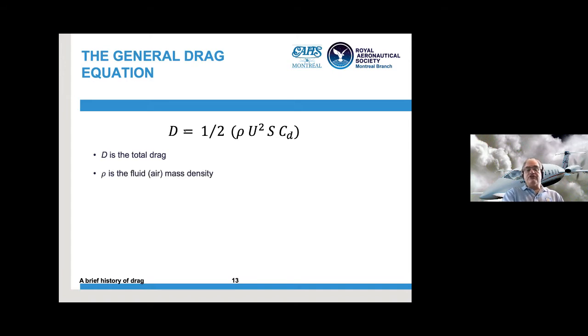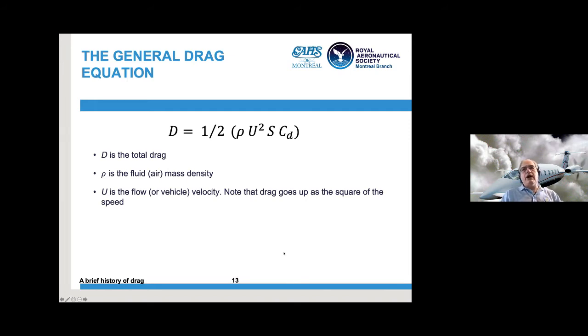Rho is the density of the fluid, so the air density, the atmospheric density. U is the velocity, U for velocity, right? Not V. We use V for something else in flight testing. We use U, V, and W, and they're not the way you'd think. So U is the velocity. And as you can see, there's a squared term in the middle. So double the speed, four times the drag.